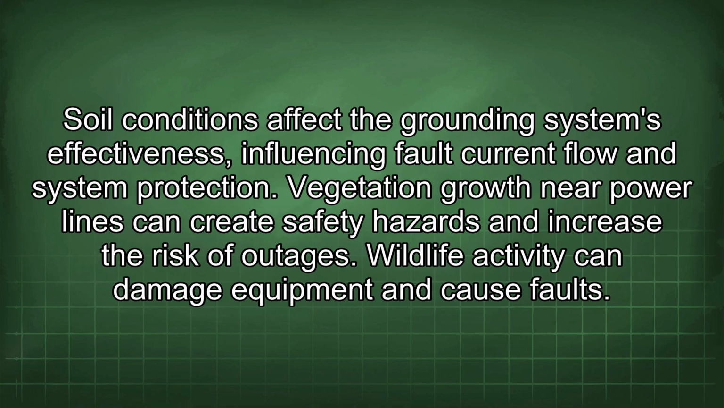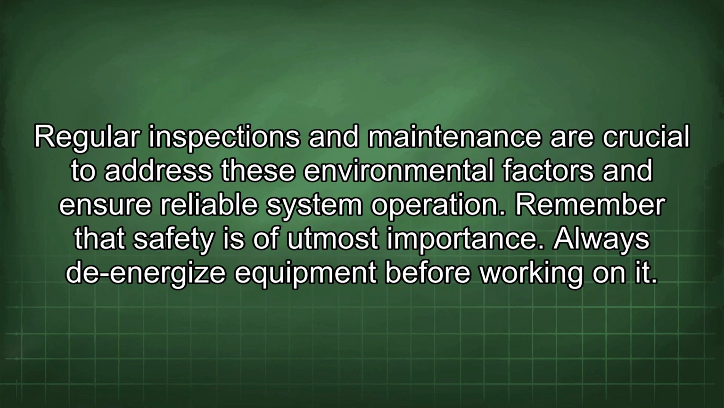Soil conditions affect the grounding system's effectiveness, influencing fault current flow and system protection. Vegetation growth near power lines can create safety hazards and increase the risk of outages. Wildlife activity can damage equipment and cause faults. Regular inspections and maintenance are crucial to address these environmental factors and ensure reliable system operation.